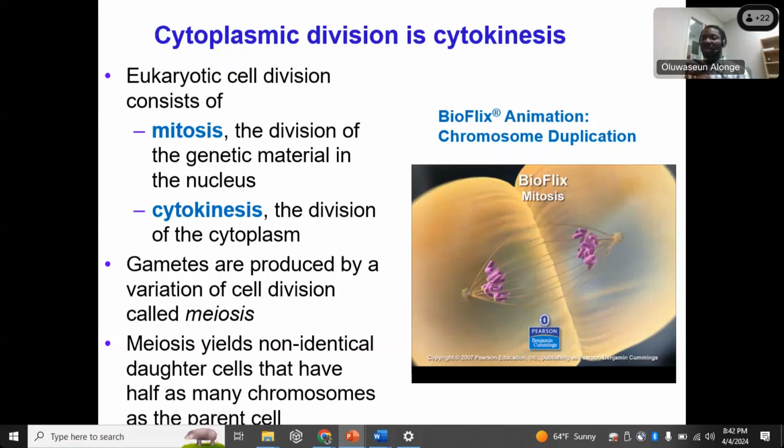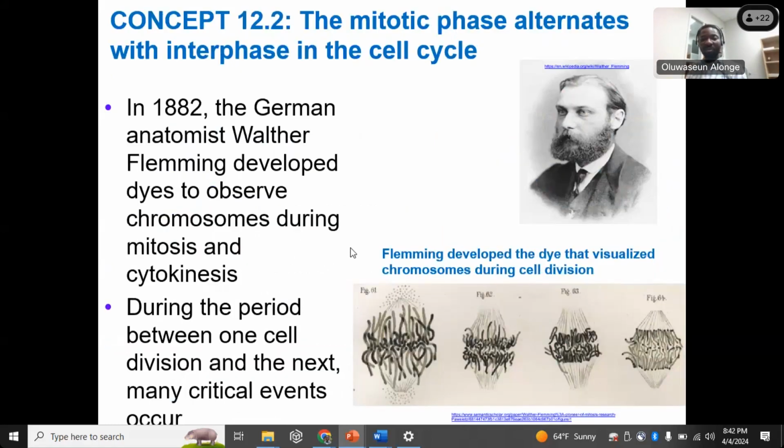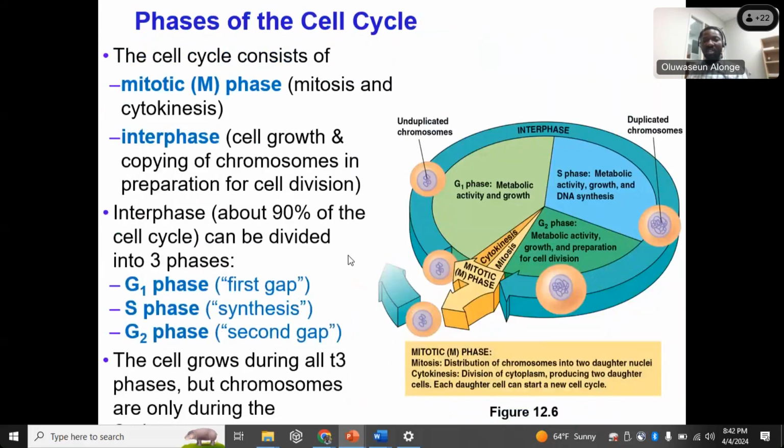Mitosis is not splitting of the cell. Mitosis is duplication of the chromosomes of the nucleus. So we call it nuclear multiplication. All right, so I'm going to go straight to talk about the phases of the cycle itself.